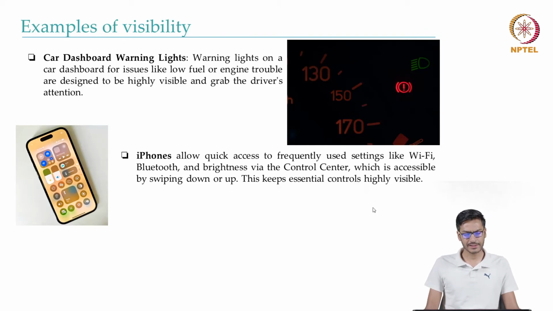The next we see is how iPhone allows quick access to some frequently used settings like Wi-Fi, Bluetooth, mobile data, and brightness via its control center. It is highly accessible, and can be found by just swiping down or up. This keeps essential features highly visible at all times and thus improves the experience.